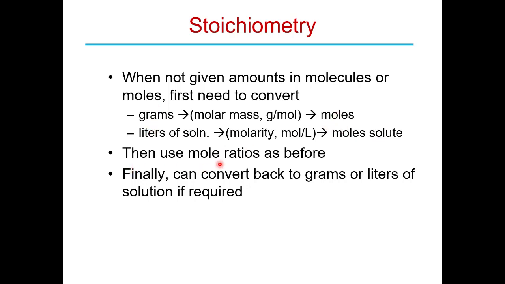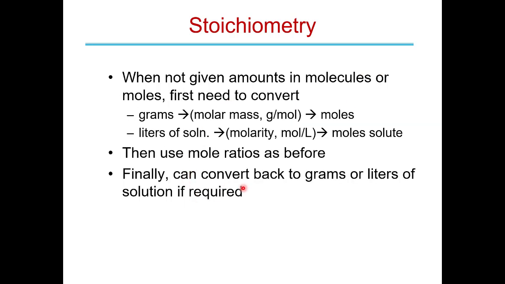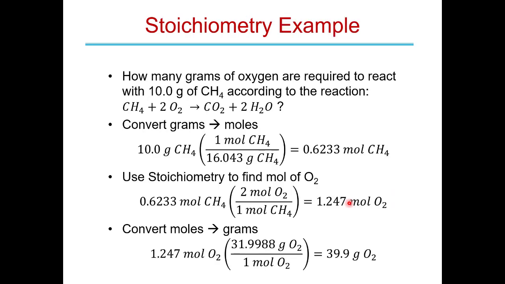Then we can use the mole ratios as before, just like down here. So we set up a mole ratio based on the chemical reaction, relating the chemicals that we're interested in. And then finally, we might need to convert those moles back into grams or liters if we need to know some sort of lab size information, depending on what the problem says. So let's do an example.